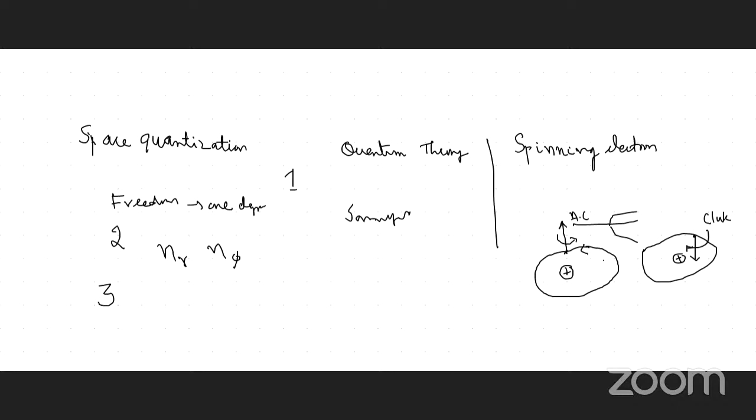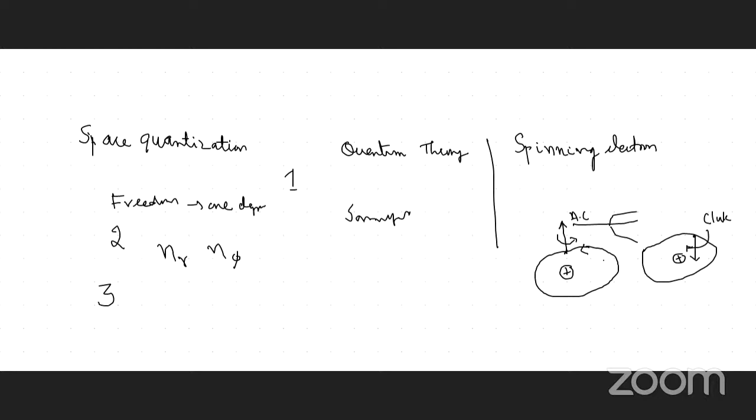So the two fundamental postulates of the vector atom model are space quantization and spin quantization. These two fundamental postulates of the vector atom model have been experimentally verified by the scientists Stern and Gerlach, in what we call the Stern-Gerlach experiment.